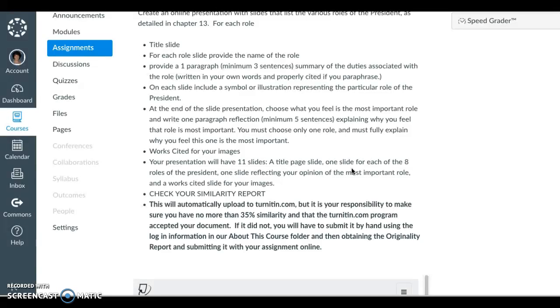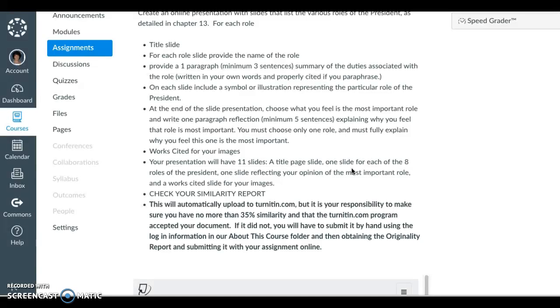Then you will provide a paragraph, a minimum of 3 very meaty, very detailed sentences. If you put the President is the Commander-in-Chief of the United States, well, that's already told to me in the title, so that one would not even count towards the minimum. So make sure you're writing 3 sentences that explain what the duties associated with the role are. Make sure you're not copying out of the book or not copying offline, because this will be submitted automatically to Turnitin.com. So make sure you are writing this in your own words.